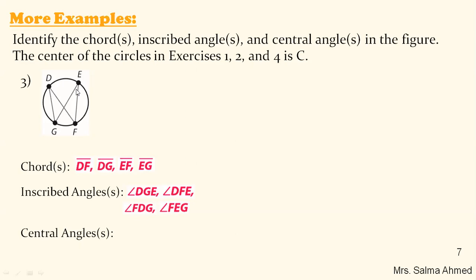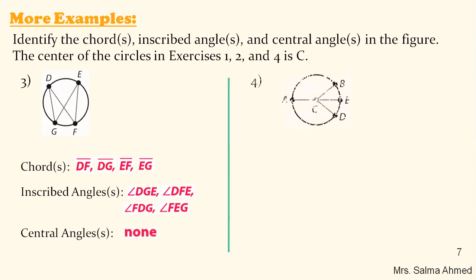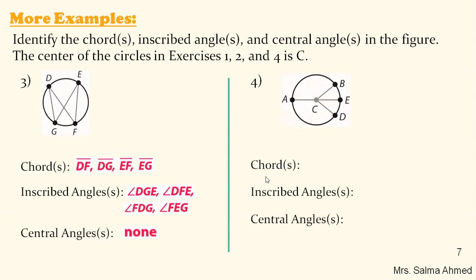What about the central angles? Here I don't have any central angles because the center doesn't have any two radii to form a central angle. So here we have none. Another example: I need to find the chord, the inscribed angle, and the central angle. For the chord, the only one I have is AE, which is the diameter. So here the chord is only the line segment AE.